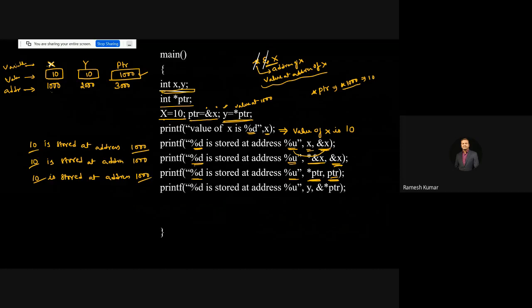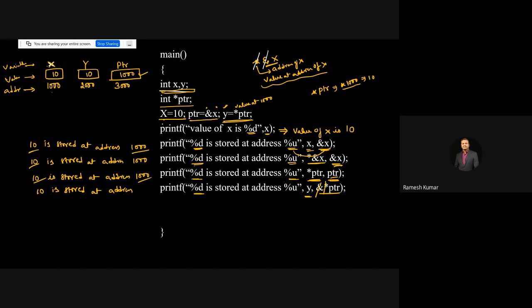Now have a look. This is another way again. Percentile d is stored at address percentile u. Here, first percentile d is for y. What is there in the y? 10 is stored at address ampersand star ptr. So this ampersand and star are going to be cancelled, as I told you. Even if you put it, you will get the same thing. Ampersand star, or star and ampersand, is going to be cancelled.